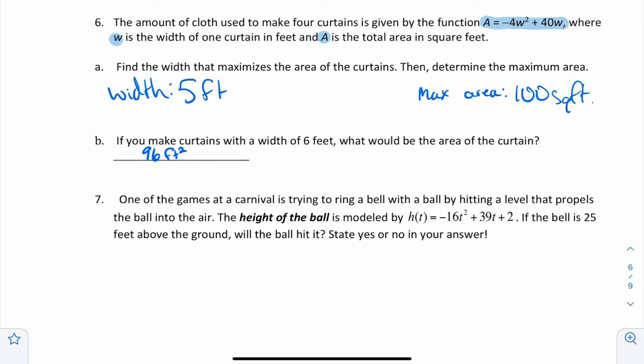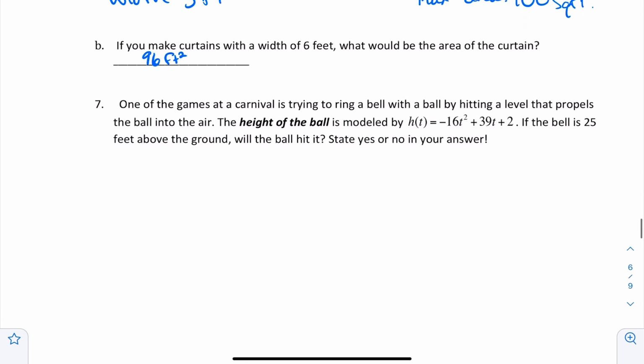If you take a look at number 7, it says that one of the games at a carnival is trying to ring a bell with a ball by hitting a lever that propels the ball into the air. So think of that strongman hammer thing. You swing the hammer, you hit this lever, and it knocks the ball all the way up, and you're trying to ring a bell. The height of the ball is modeled by h of t equals negative 16t squared plus 39t plus 2. Now this makes sense because the ball goes up, and then the ball goes back down. The specific question is that if the bell is 25 feet above the ground, will the ball hit it?